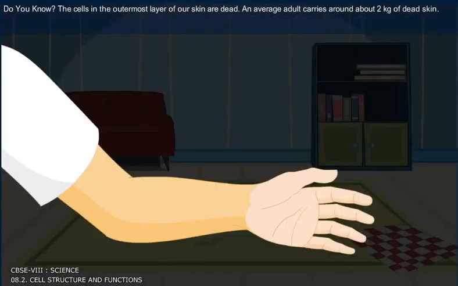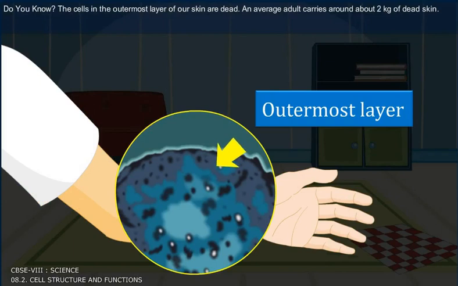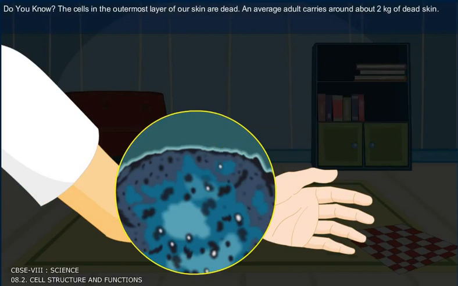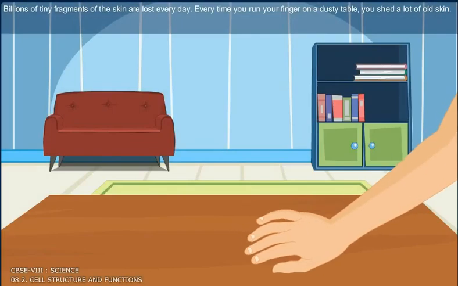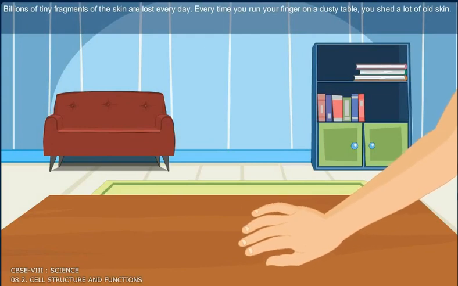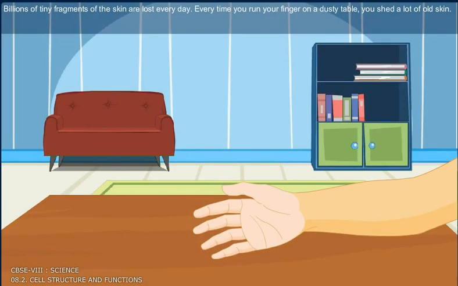Do you know? The cells in the outermost layer of our skin are dead. In an average adult, there are about 2 kgs of dead skin. Billions of tiny fragments of the skin are lost every day. Every time you run your fingers on a dusty table, you shed a lot of old dead skin.